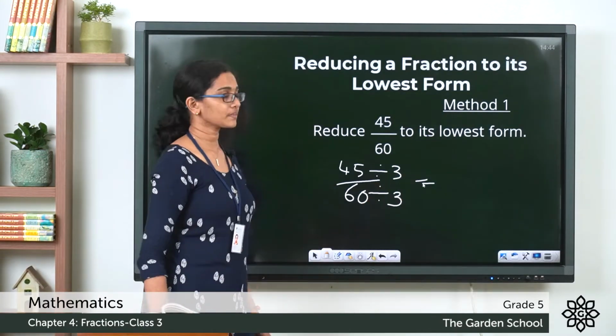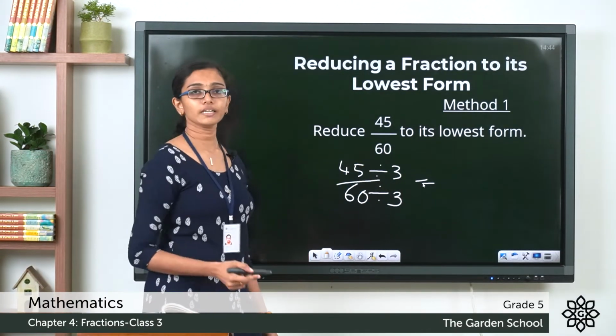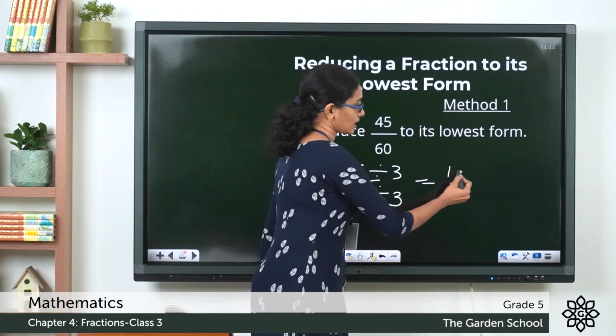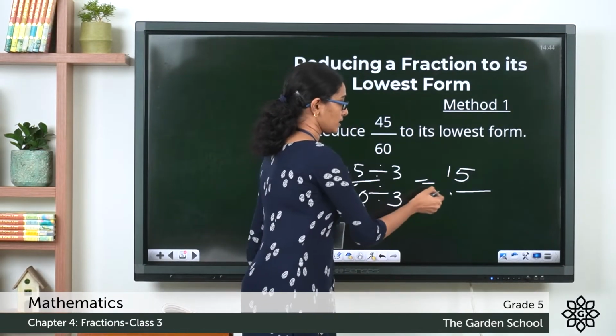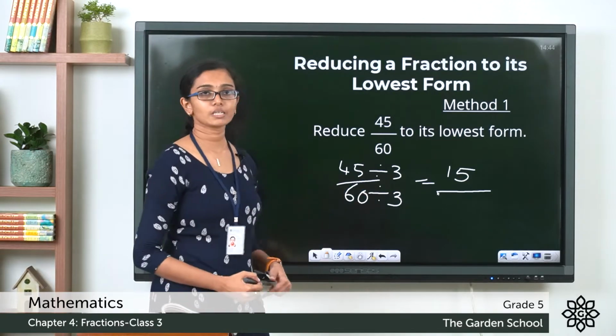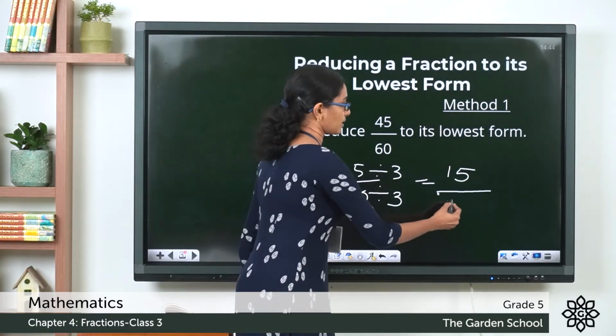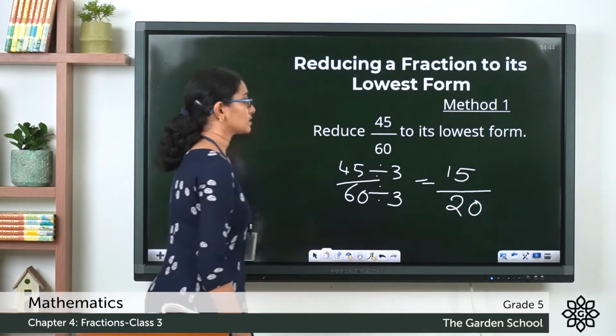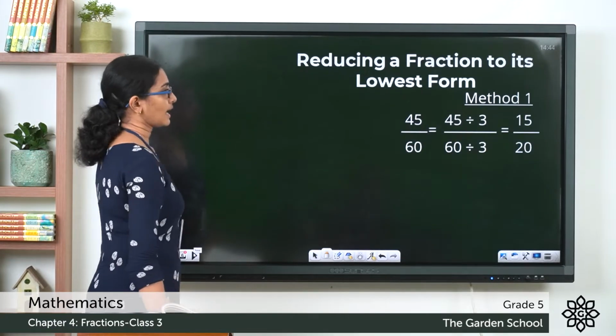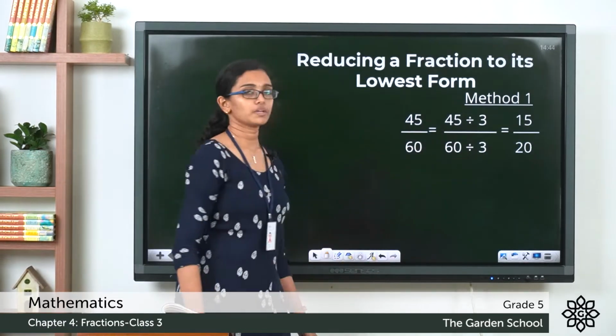What do we get here? 45 divided by 3, what is it? It is 15, right? By, what is 60 divided by 3? 60 divided by 3 is 20. So what do we have now? We have 15 by 20.